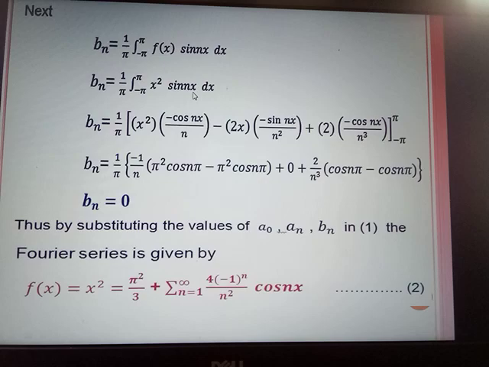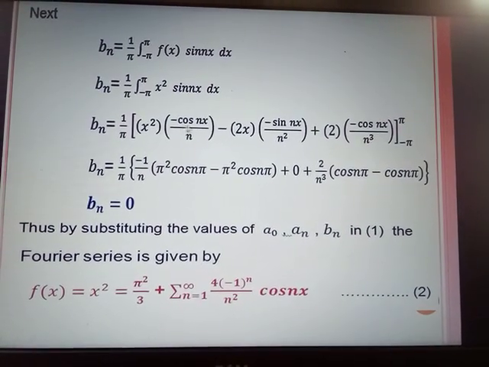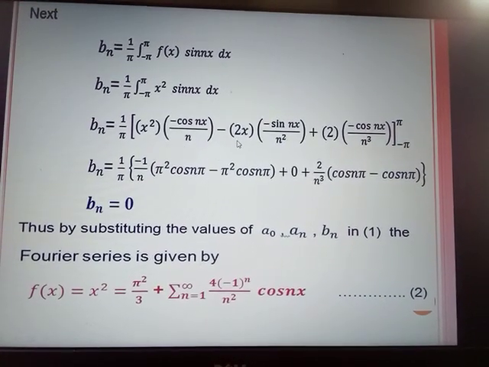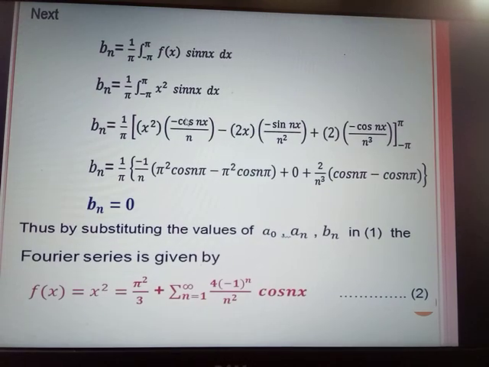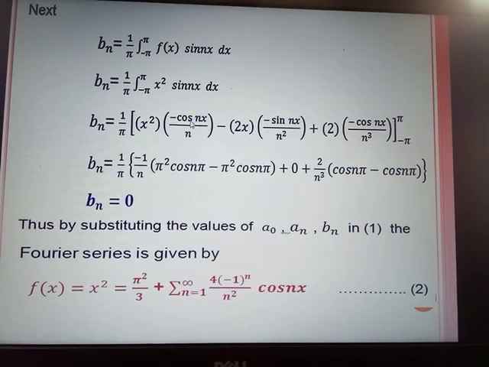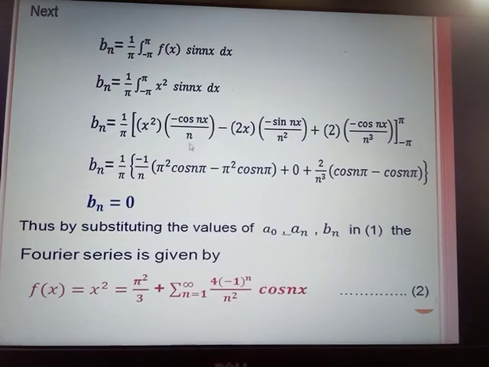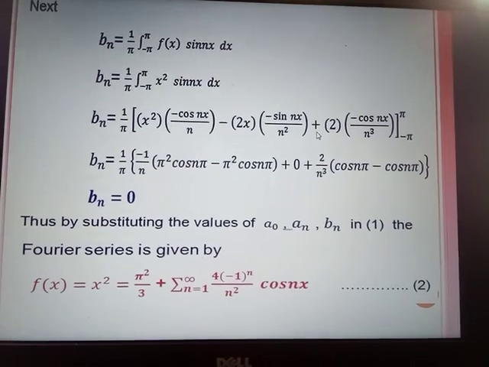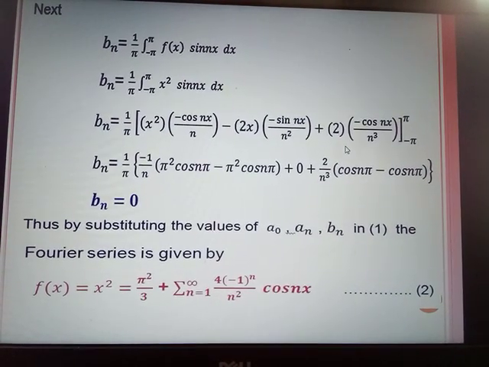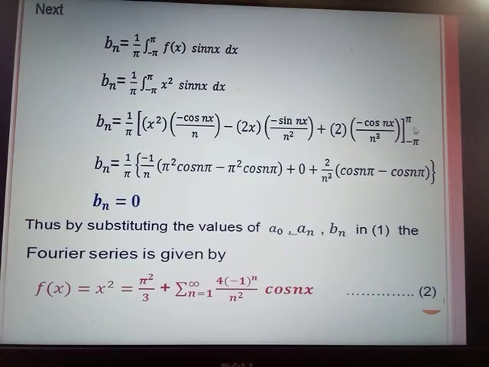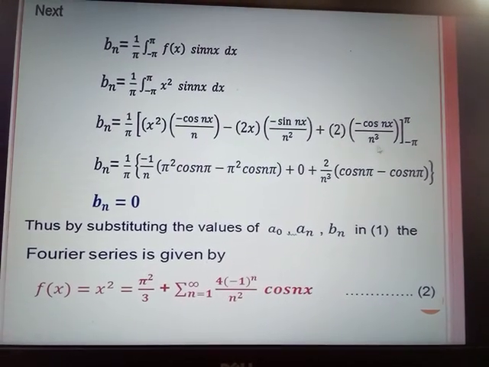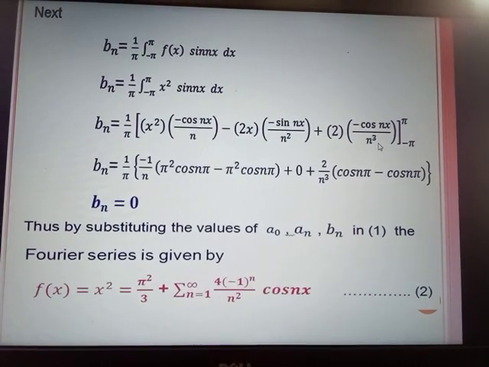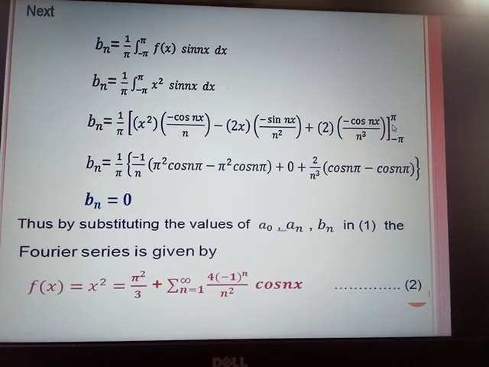We know that integration of sin nx is minus cos nx divided by n. Minus, differentiate this x square, we get 2x, into again integrate this cos nx. Integration of cos nx is sin nx by n. Again we already have n here, therefore it is minus sin nx divided by n square, plus differentiate this 2x, we get 2, and integrate this one, minus cos nx divided by n square into n is n cube. Therefore it is 2 into minus cos nx divided by n cube, limits from minus pi to pi.